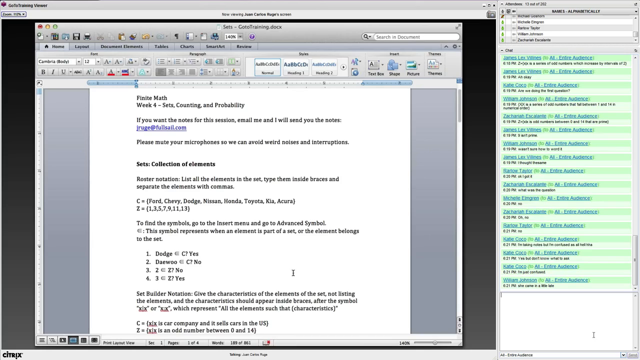Okay, I'm just saying here, we're talking about sets, which are collections of elements, and we have two types of representations. One of them is the roster notation, where you list the elements and separate them with commas inside braces. And you have the set builder notation where you only give the characteristic. And we use this symbol here, which represents it belongs to. That's basically what I have said so far.